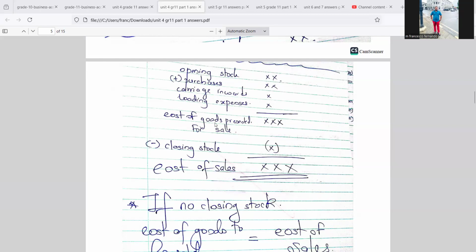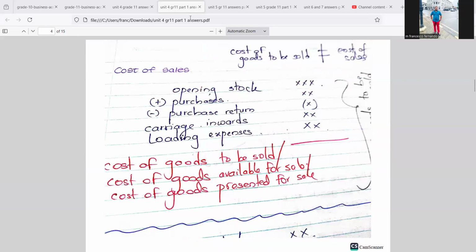So what is cost of goods available for sale? That is only from opening stock to loading expenses and carriage inwards. That means this beginning part, excluding the closing stock. That is what is called cost of goods available for sale. Or else a synonym for that is cost of goods to be sold or cost of goods presented for sale, right? So cost of sales and cost of goods available for sale are two different things.